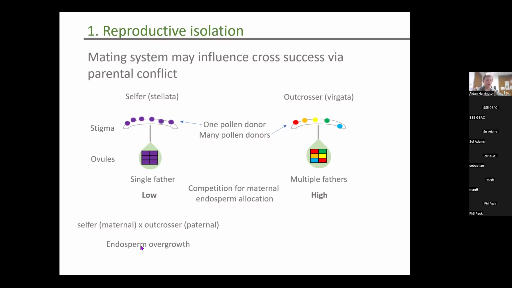If you make a selfer maternal cross to an outcrosser paternal cross, you end up with endosperm overgrowth because the father's pollen and gametes contain alleles that promote essentially highly competitive resource allocation to the endosperm. And in the reverse case, when you make maternal outcrossers cross with selfers, you get suppression of the endosperm. So this is all parental conflict.